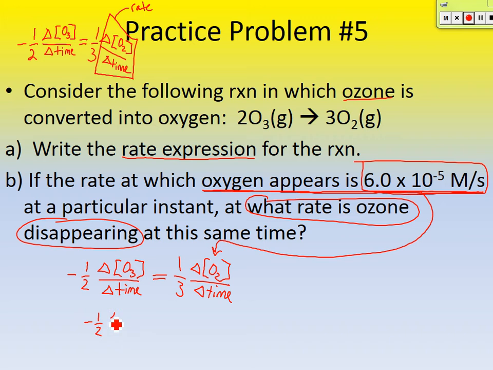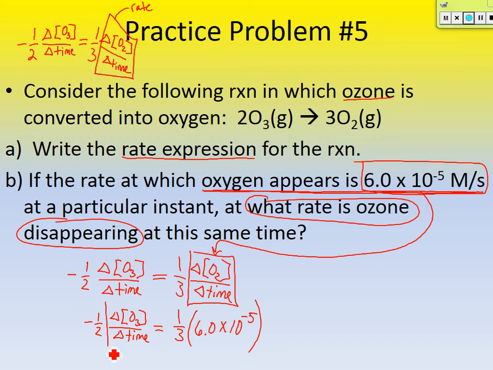We still have a minus 1/2 times the change in concentration of ozone over change in time. It's equal to 1/3. Now, this is the rate at which oxygen will appear. It told us was 6, so all I'm going to do is times it by 6.0 times 10 to the minus 5. That's it. So what we've just set up is a math equation with one unknown, and that's the rate at which ozone will disappear. So if you want to think about it in terms of something you're familiar with, all you're going to do is call this term that I just put a box around x. And we're going to solve for x.